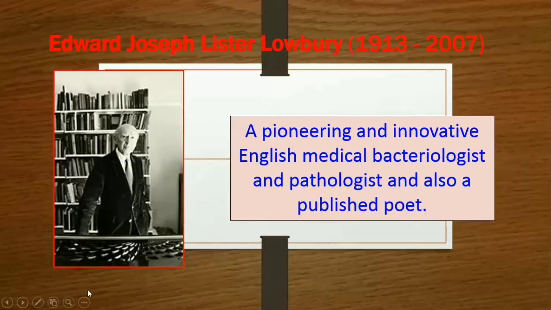He is Edward Joseph Lister Lowbury, a pioneering and innovative English medical bacteriologist and pathologist, as well as a published poet. Lowbury was appointed in 1949 head of the microbiology department at the Medical Research Council Burns unit of the Birmingham Accident Hospital. He also taught pathology as a research fellow at the University Medical School. He is the founder of the Hospital Infection Research Laboratory, known as the City Hospital, Birmingham, in 1964.